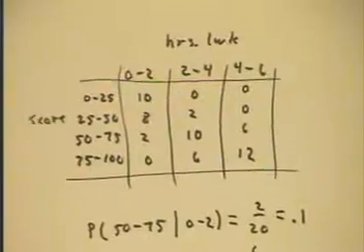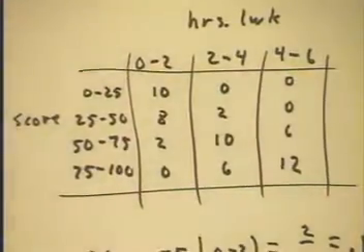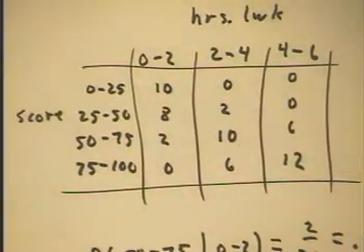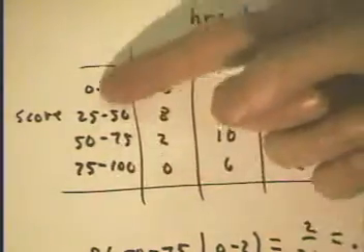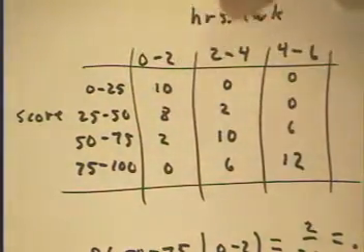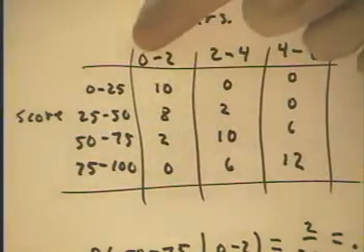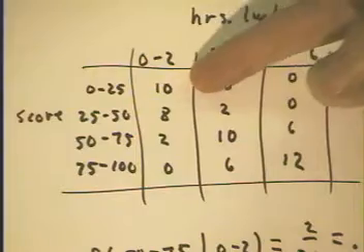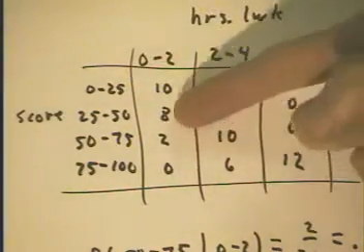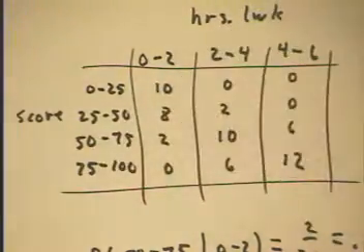Now let's look at another situation here. This table represents, in this direction, the number of hours per week students put into a certain course. And this is the score range, let's say, on a test. For example, if people had spent 0 to 2 hours per week on the course, 10 of them made 0 to 25 on the test. 8 made 25 to 50, and 2 made 50 to 75. Nobody made 75 to 100.